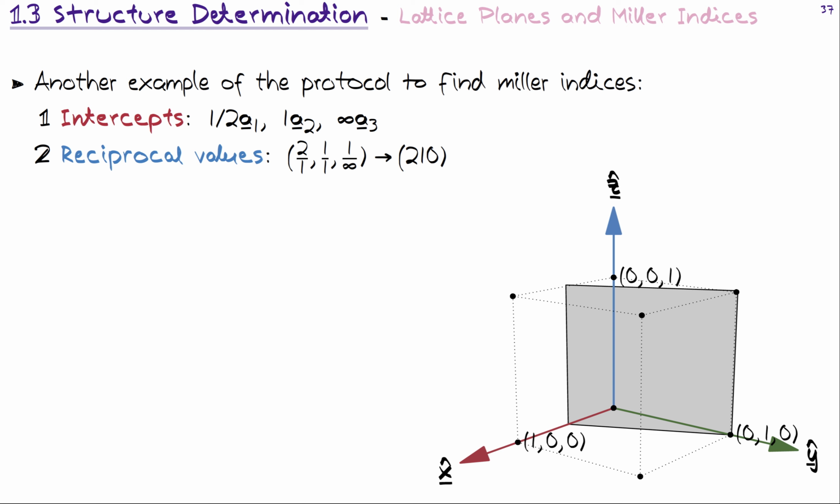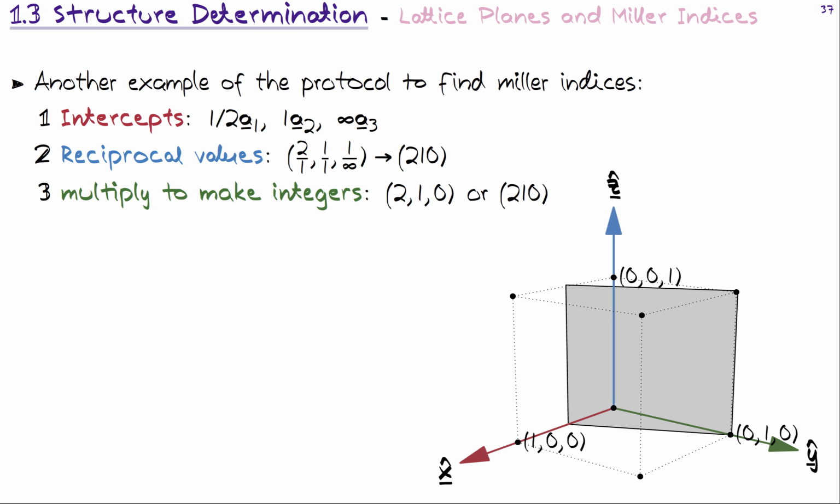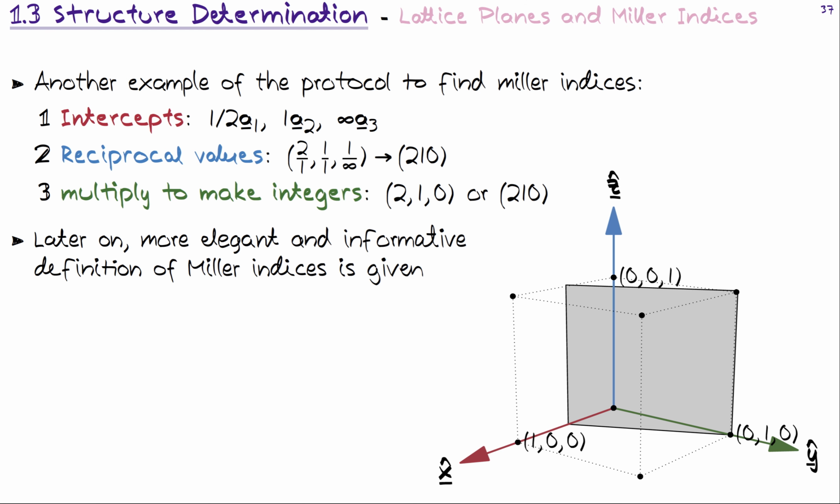And now the final third step that we should do is that we multiply to make the smallest possible integers. And now all of these already are integers, so we don't need to do anything. So what we have is the same indices we just figured out. And later on, by the way, we discovered that there's a more elegant and informative definition of the Miller indices. And that's why these are so useful in terms of X-ray diffraction. But more of that later in the next lecture.